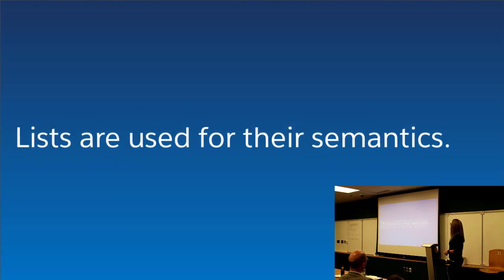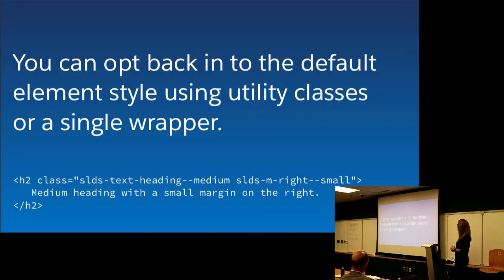Let's look at how lists are used in enterprise. They're usually used for their semantics, and they're rarely used with list markers. So it's usually a big list of data. So we took away all markers and padding and margin. And I know that probably sounds really odd. Now I have headings with no margin. I have lists that don't look like lists. But we provided a way for you to opt back in.